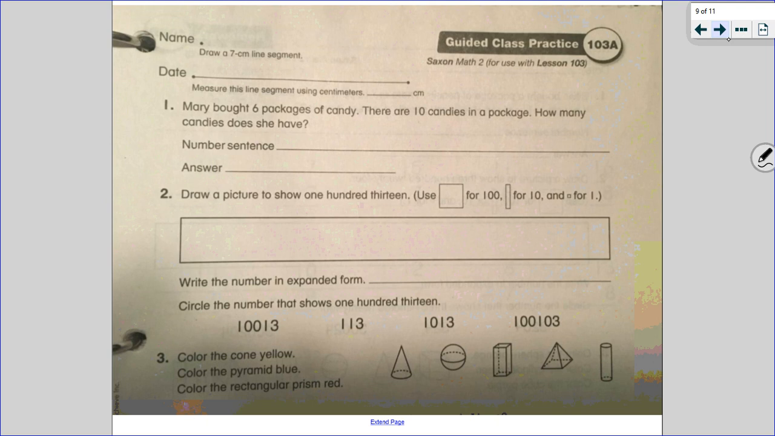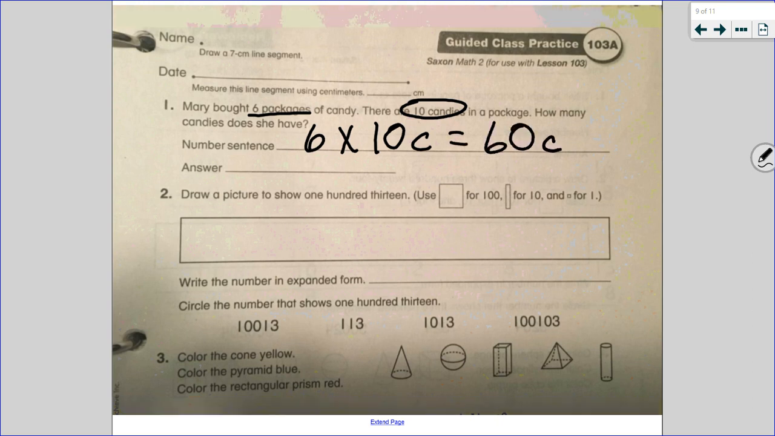Guys, this is what we call an equal group word problem. So how many groups or how many packages does Mary buy? 6. We are multiplying, which means I'm going to use the X as my symbol to multiply. How many are in each group? Well, how many candies were in each package? 10. I'm going to put C for candies. So 6 times 10 candies equals 60 candies. Our answer is 60 candies.